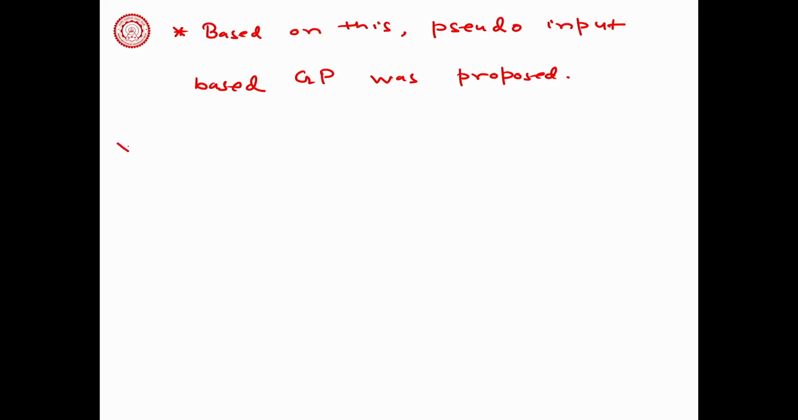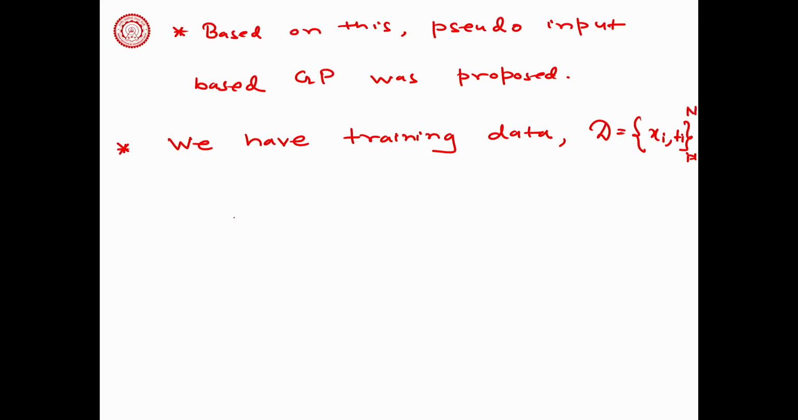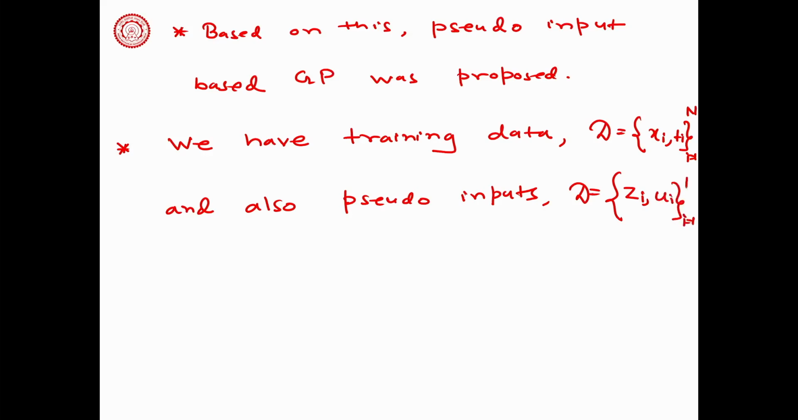So, here we have training data which is D, which is x_i, t_i, i equal to 1 to n, and also pseudo inputs which is D, z_i, u_i, i equal to 1 to r.